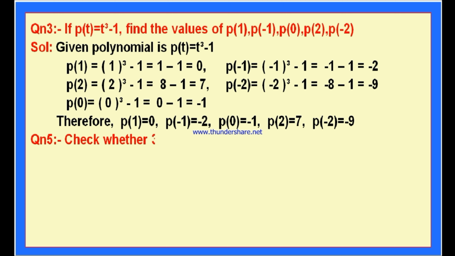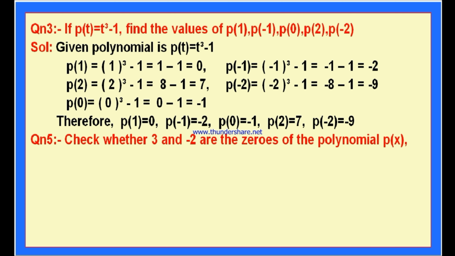Now question number 5. Check whether 3 and minus 2 are the zeros of the polynomial p of x, where p of x is equal to x square minus x minus 6. I shall repeat. Check whether 3 and minus 2 are the zeros of the given polynomial p of x, when p of x is equal to x square minus x minus 6. Here we have to find out whether 3 is a zero of this polynomial, and we have to check whether minus 2 is a zero of this polynomial.